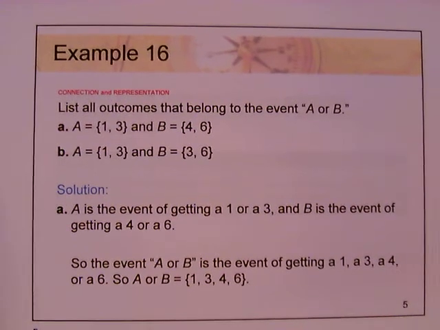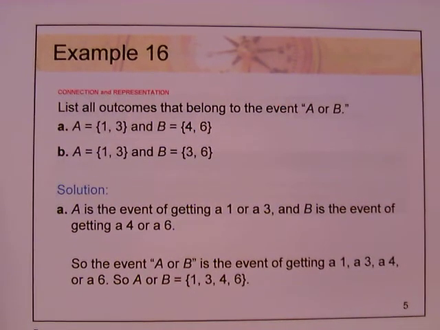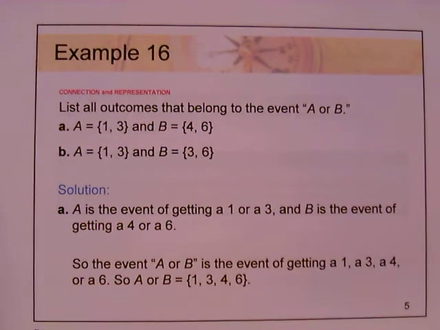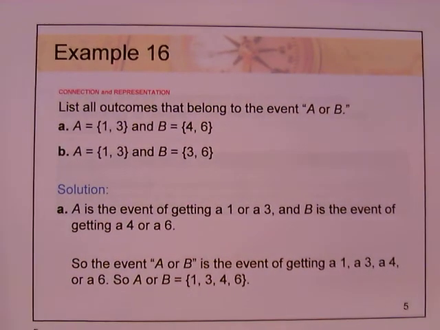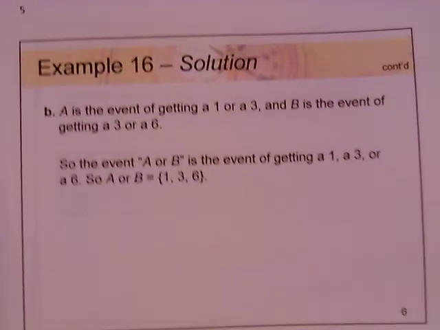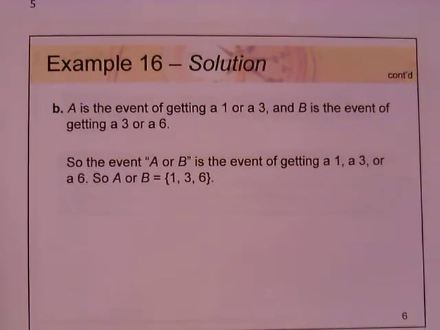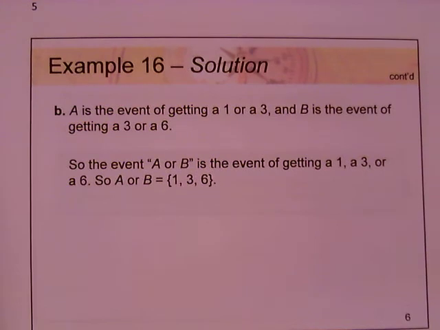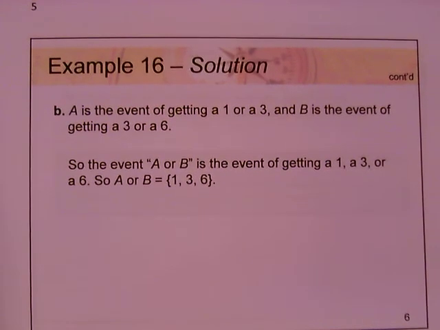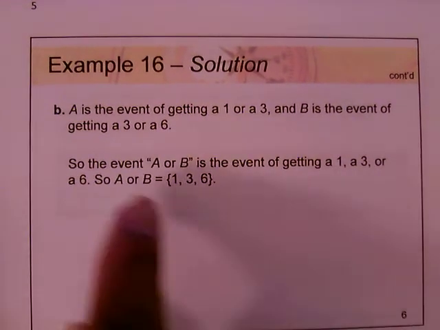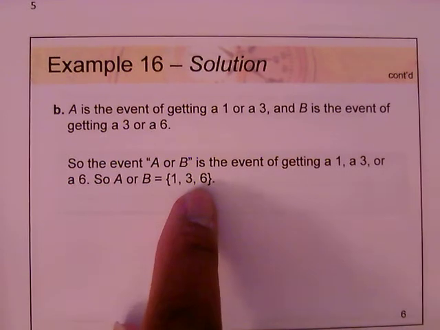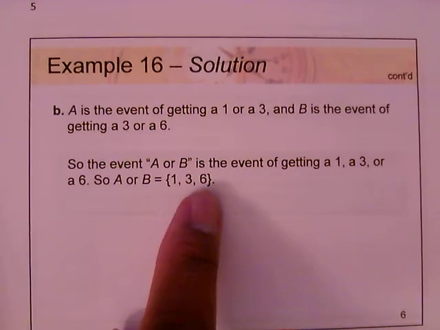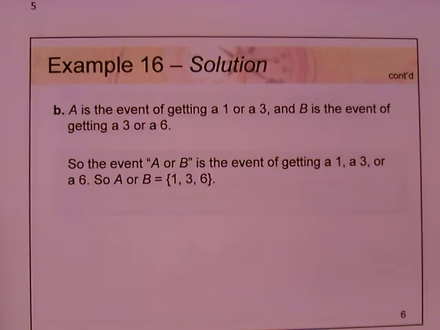Okay. Now, for part B, we got A, which has 1 and 3, and B, which has 3 and 6. So here, A is the event of getting a 1 or 3, and B is the event of getting a 3 or 6. So the event A or B is the event of getting a 1, a 3, or 6. So A or B would be this set, 1, 3, and 6, with those elements.